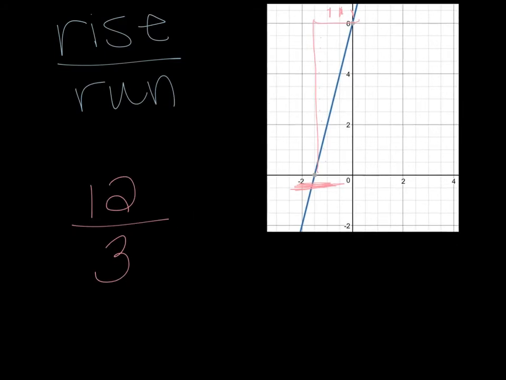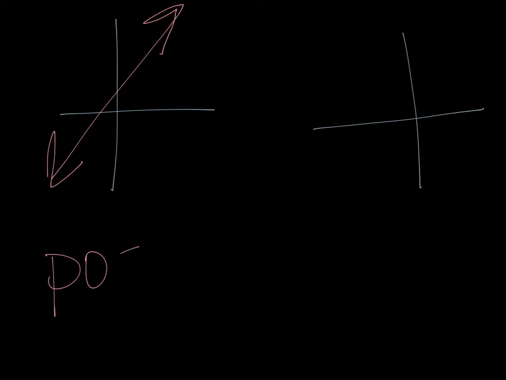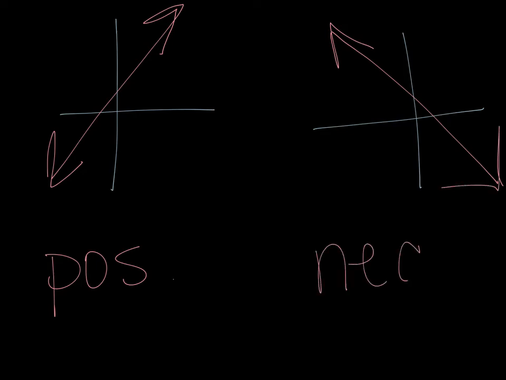Please keep in mind that our slopes can sometimes be negative. A negative slope simply tells us what direction our line is going on the graph. So if on my graph, my line is going up on this angle, I have a positive slope. However, if I have a slope that's going this angle, then I have a negative slope.